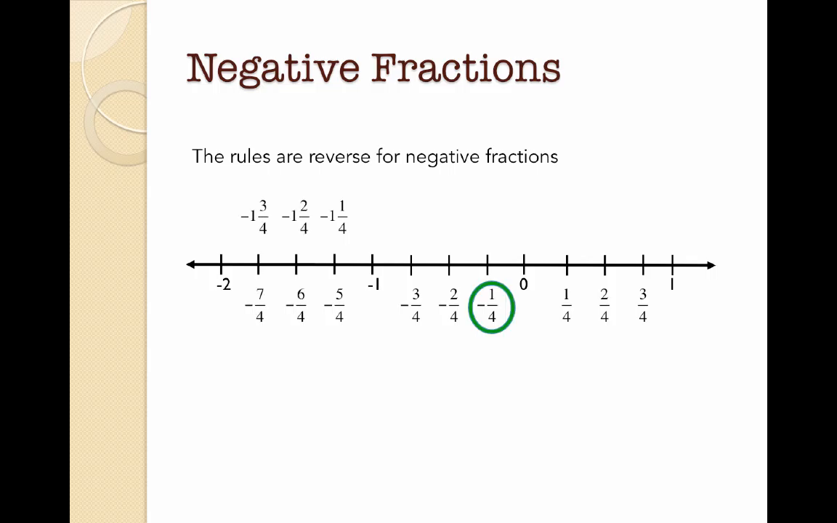Let's compare negative 1/4 to negative 5/4. Remember, on a number line, anything to the left is smaller than anything to the right, meaning that negative 5/4 is going to be smaller than negative 1/4. What if I had negative 3/4, comparing it to 1/4? Now we know 3 is bigger than 1, however, because it's a negative 3/4, the negative 3/4 is going to be smaller than the 1/4.